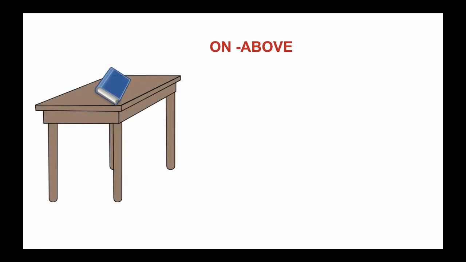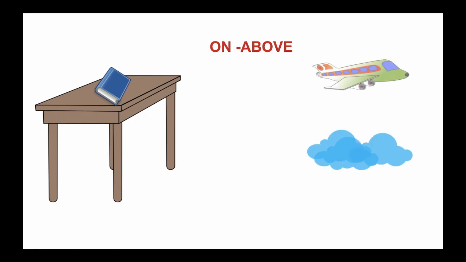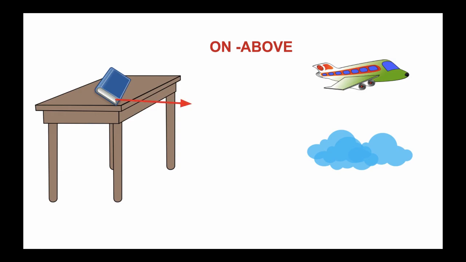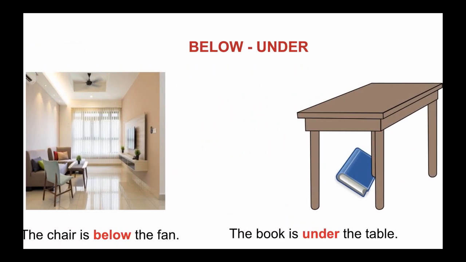Next we have on and above. On: we have already seen a book is on the table. Here we have used on. Now clouds and an aeroplane above the cloud. Why haven't we used on here? There is a reason, because in the first one you can see the book and the table are touching each other. They are in direct contact with each other. But here the cloud and aeroplane are not touching each other. There is a gap between these two. So that's why we have used above, below and under.